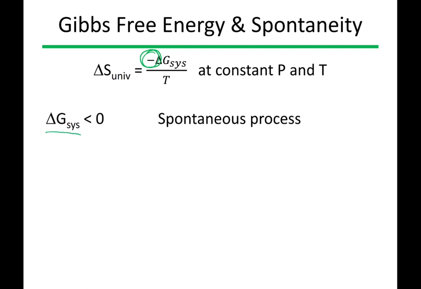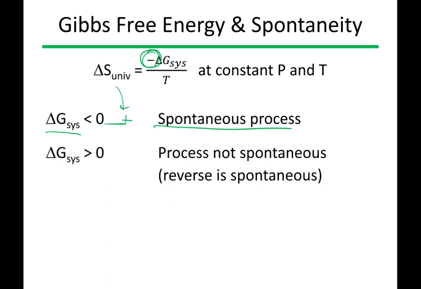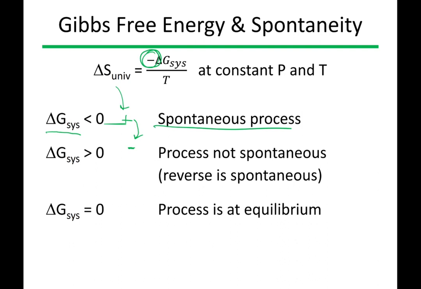So if delta G is negative, that means the delta S of the universe would be positive, and that would be a spontaneous process. Likewise, if delta G of the system is greater than 0, the delta S of the universe would be negative, and the process would be not spontaneous. And if it was equal to 0, we have a process at equilibrium.